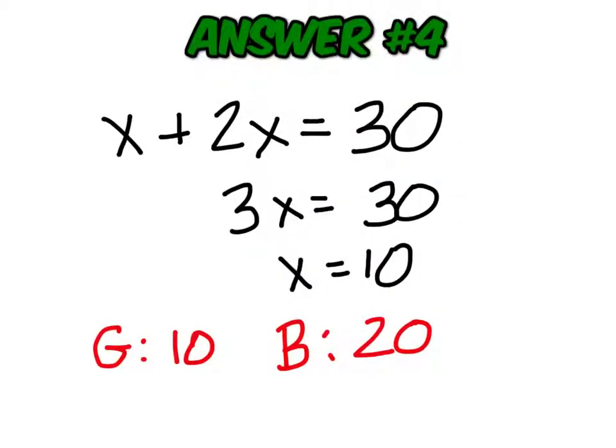On the fourth one, boys and girls, I let x be the girls. And there's twice as many boys. You have 3 x's. Divide 30 by 3 to get 10. 10 girls, 20 boys.